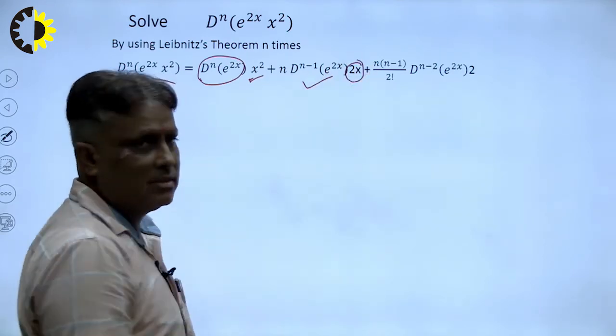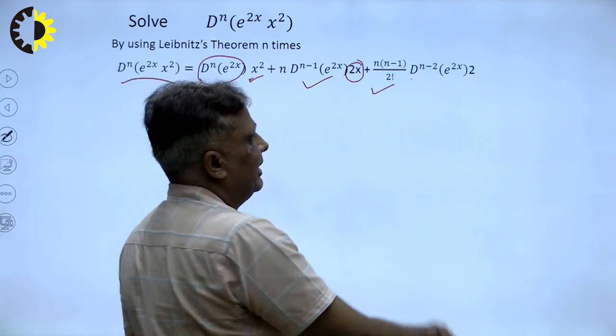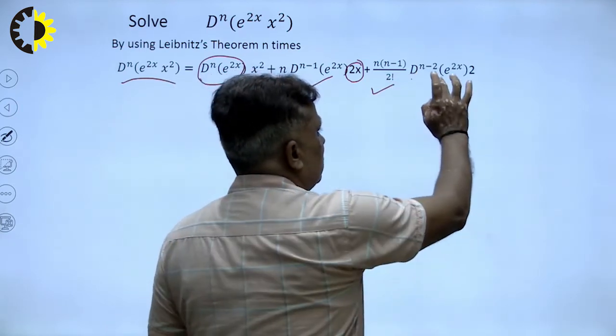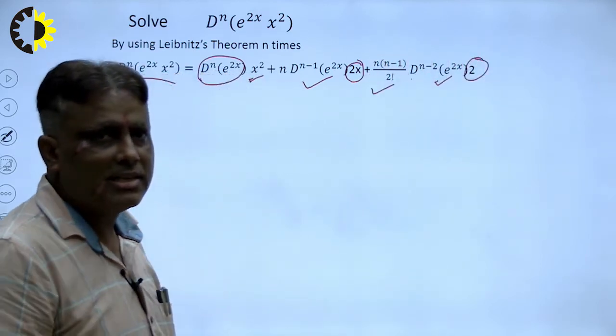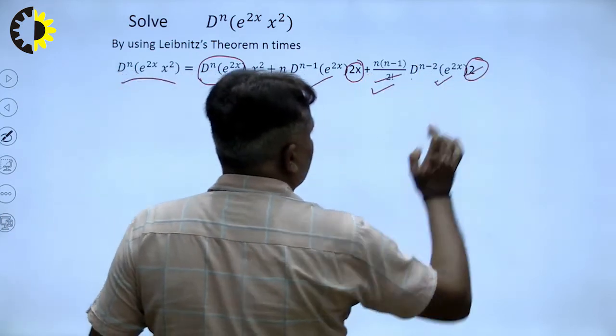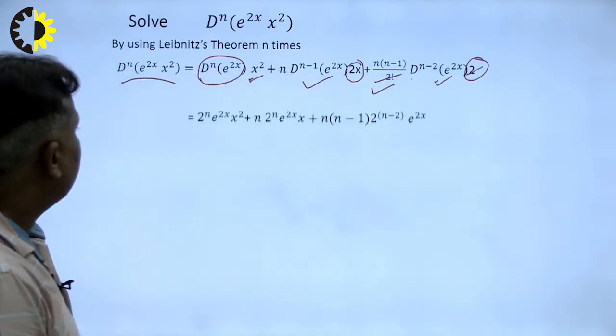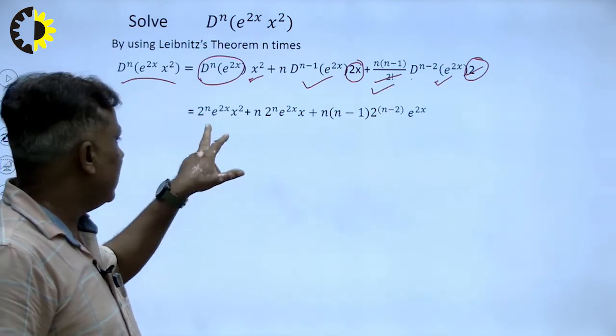I write here directly, right? n(n minus 1) upon factorial 2 and the (n minus 2) derivative of e^(2x), and the differentiation of 2x is 2 here. So we can write here directly, right? So the 2 cancels out. So what will be the new result? What is the formula of these terms? 2^n e^(2x) x^2 is as it is.